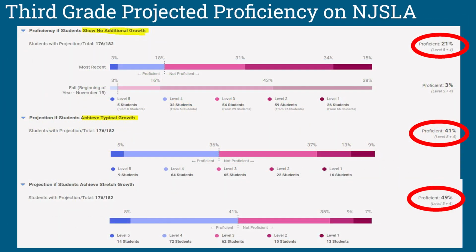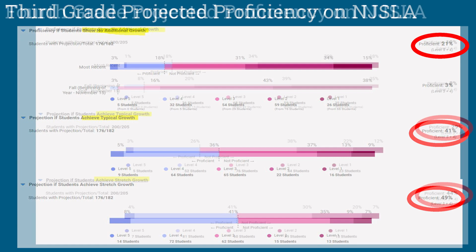Projected proficiency for math. According to iReady, if our students do not show any additional growth, only 21% of them will be proficient on the state test. If we meet our typical growth, 41% of them will be proficient on the state test, and stretch growth, 49% of them could be proficient on the state test.